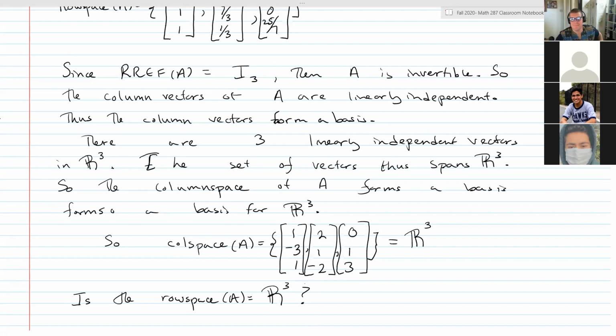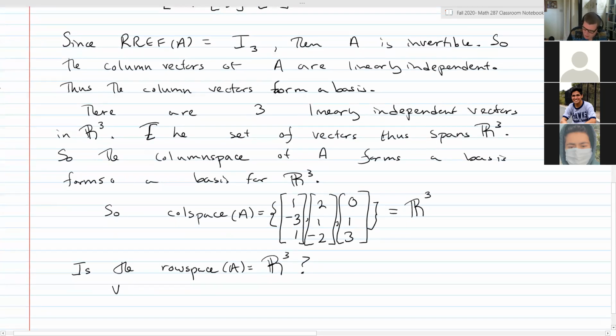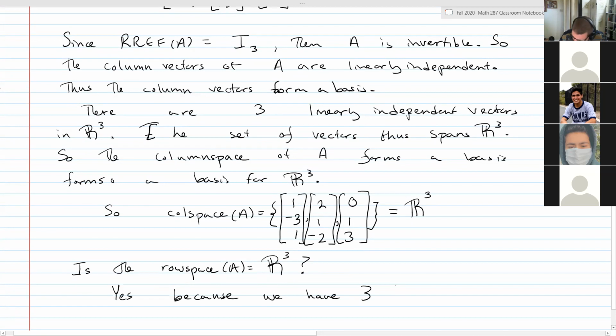Okay. I want to give it a shot. Yeah, it is. Yes, totally. Yes, because we have 3 linearly independent vectors in R3.